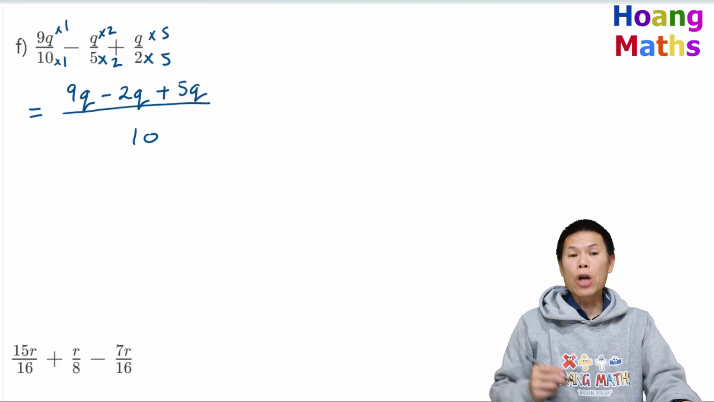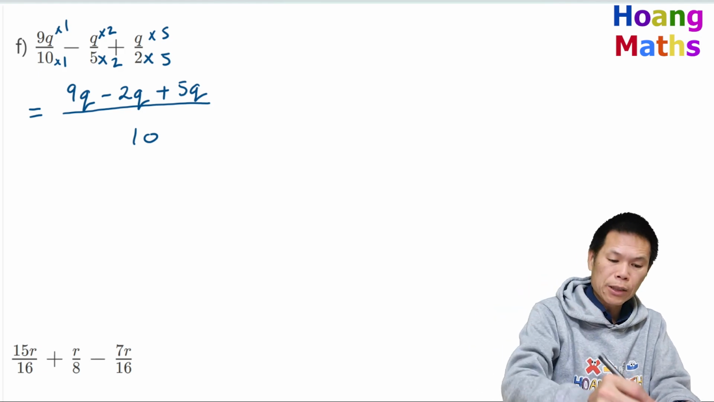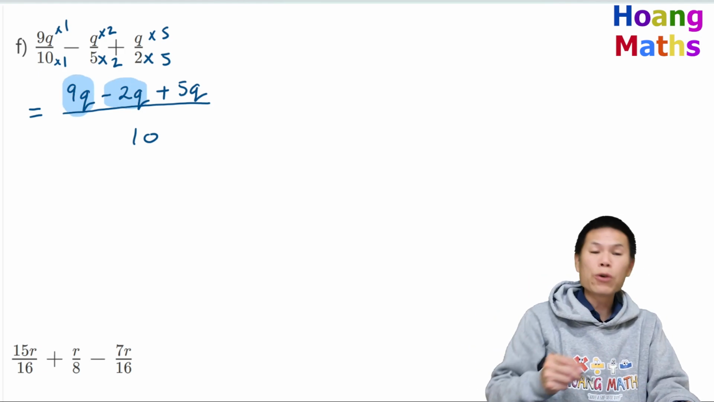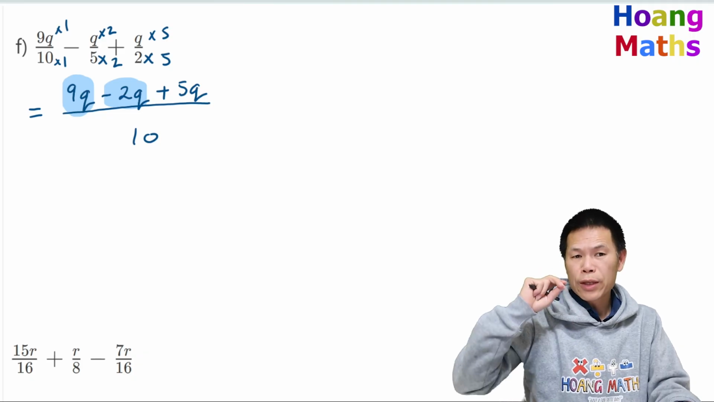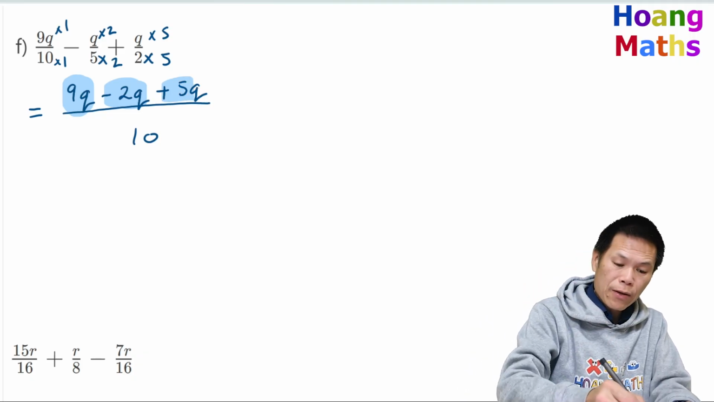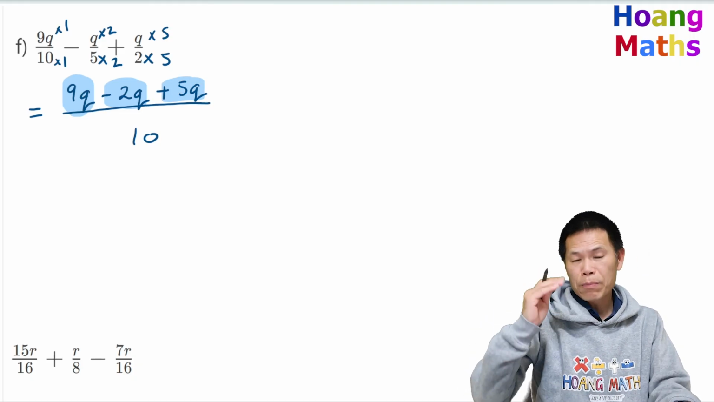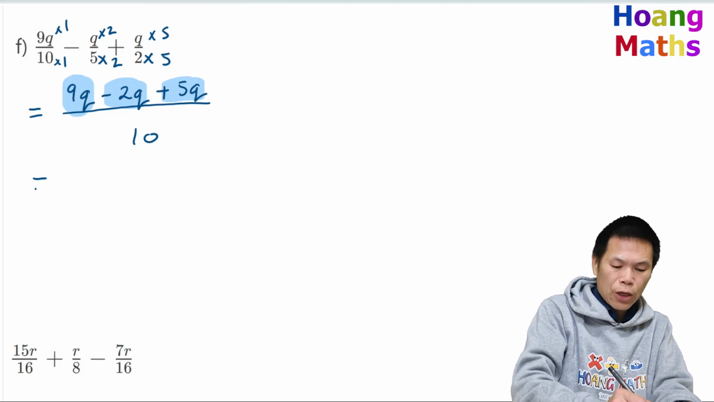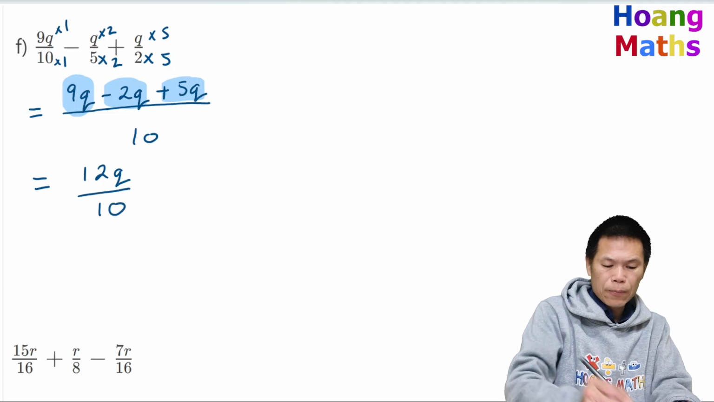So there you go. Now I just collect the like terms. So we have 9q here. We minus 2q. 9 minus 2 is 7. And then 7, we plus 5. So 7 plus 5 gives me 12. So the answer is equal to 12q over 10.